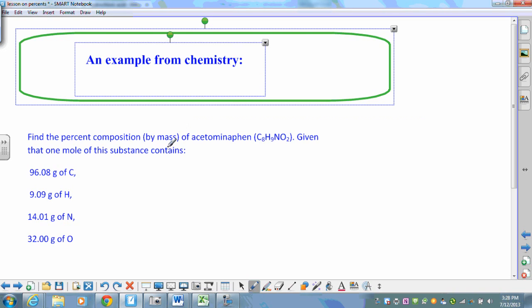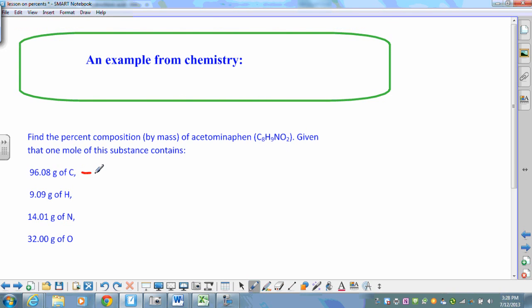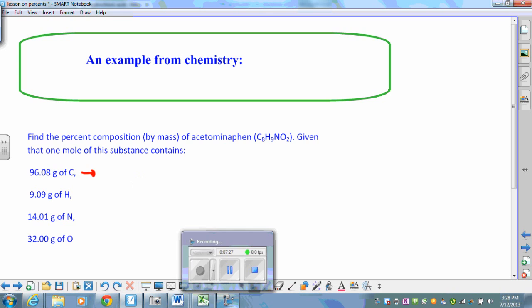That means for each of these elements, find out what percent they make up of this given substance. So starting with carbon, if it's 96.08 grams, what percent of the entire substance is carbon? I'm going to give you a moment. If you would please pause the video, try it on your own, and come back and check your answers.